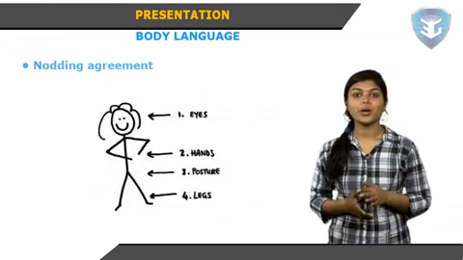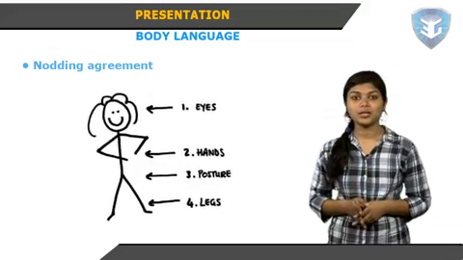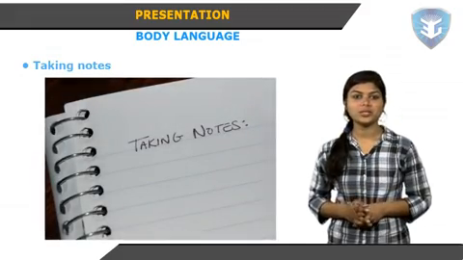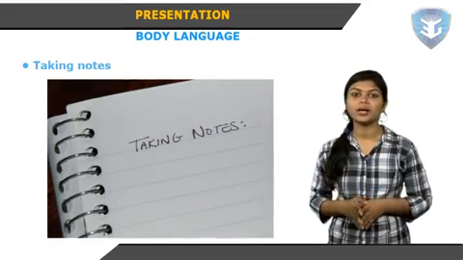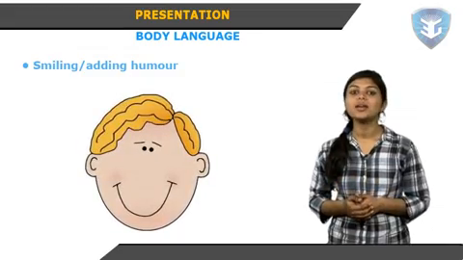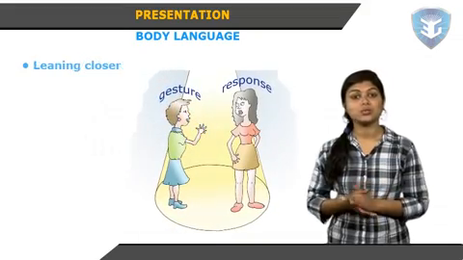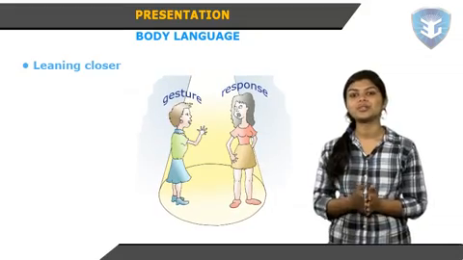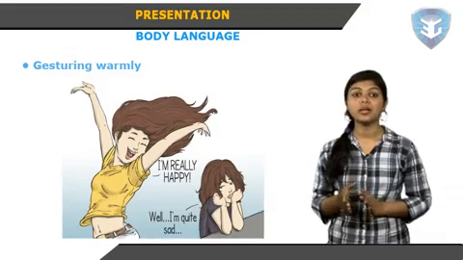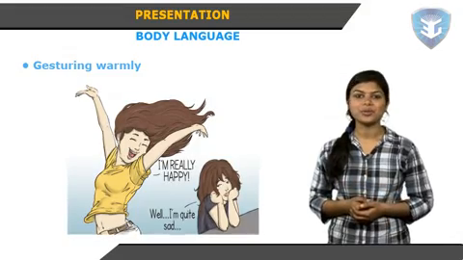Nodding agreement. When nods are used to punctuate key things the other person has said, this signals agreement, interest and understanding. Taking notes shows interest and involvement, particularly if notes are on what the other person is saying. Smiling or adding humor is a very positive sign. It signals a warm personal relationship. Leaning closer: reducing the distance between two people, particularly when the other person is speaking. Gesturing warmly: talking with hands, particularly with palms open, indicates involvement in the conversation and openness to the other person.